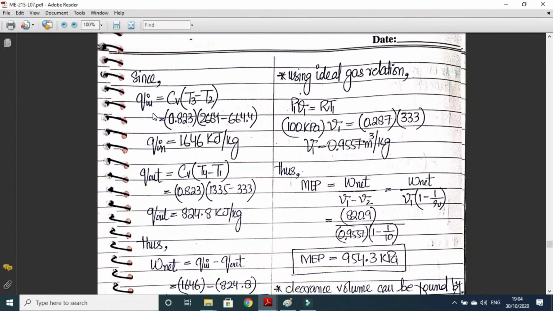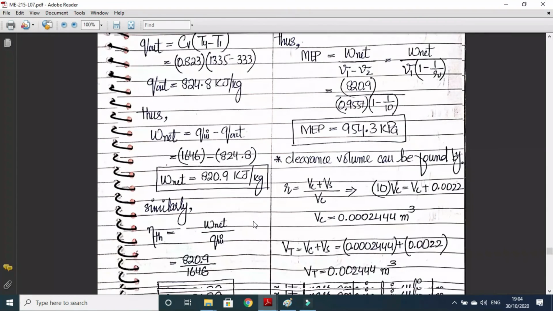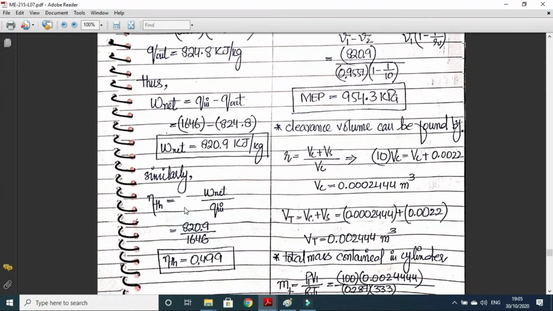Now Qin is equal to Cv times T3 minus T2. Cv is known, and T3 and T2 are known as well. So Qin will be 1646 kilojoule per kilogram, because the Cv unit is kilojoule per kilogram Kelvin. Similarly, we can calculate Qout with Cv times T4 minus T1. The net work will be Qin minus Qout, and efficiency will be net work divided by Qin. So efficiency is coming out to be 49.9%.